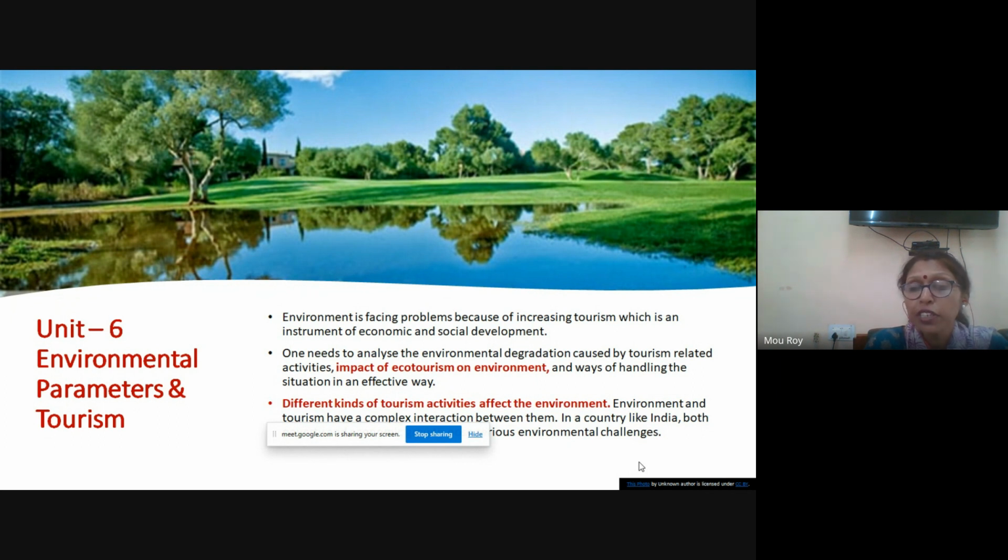Environment and tourism always have a complex interaction between them, and there are a lot of challenges, a lot of issues, and a lot of adversity. So we have to handle it very efficiently in order to save the environment.